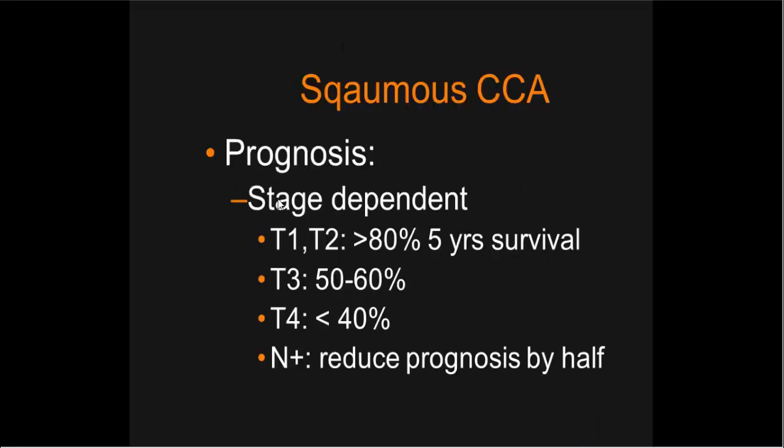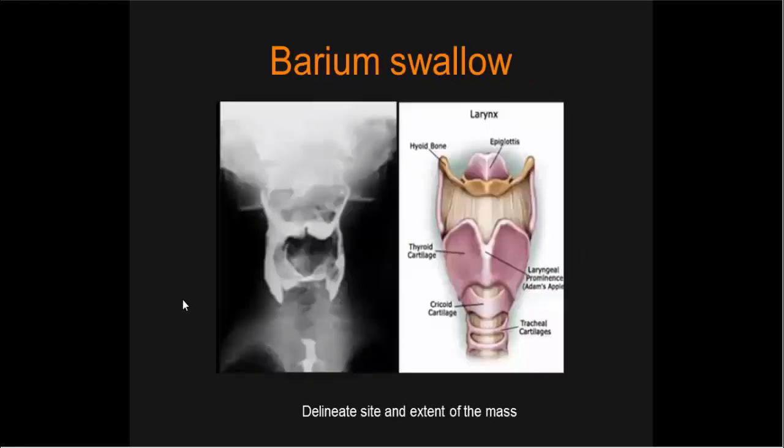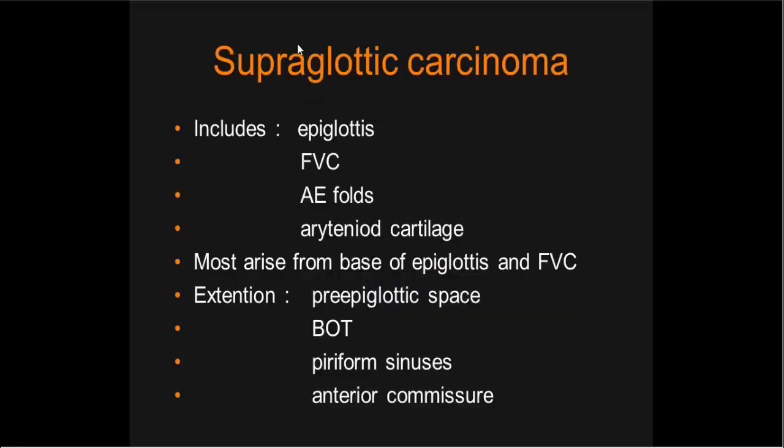Squamous cell carcinoma prognosis is stage dependent. According to the stage, survival rate is more than 80% for T1 and T2, 50 to 60% for T3, and less than 40% for T4. If nodal metastasis is present, prognosis is reduced by half. We use barium swallow to delineate the site and extent of the mass, and this is the area of the thyroid cartilage and the ventricle on both sides.